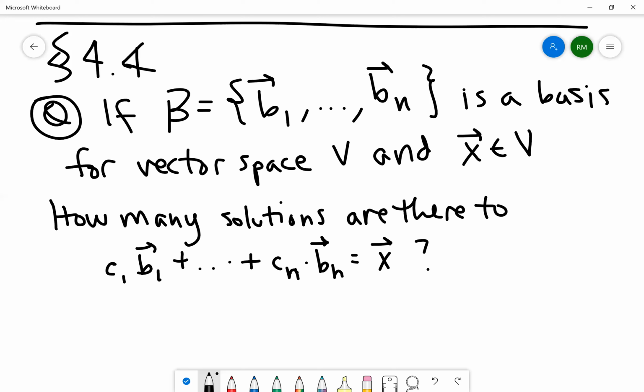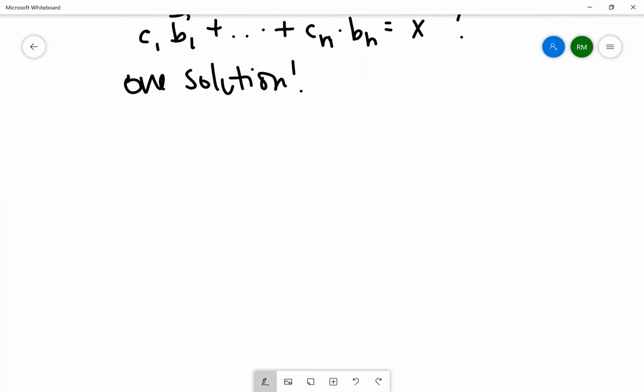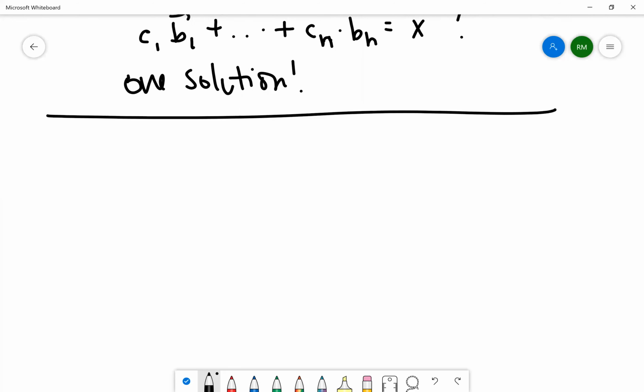Well, we know these vectors are linearly independent, so there can only be 1 or 0 solutions, and we know the vectors span V, so there must be 1 or more solutions, and that leaves the only possibility, which is 1 solution. So we're going to show today that basically every vector space that is n-dimensional can be thought of as roughly equal to Rn.